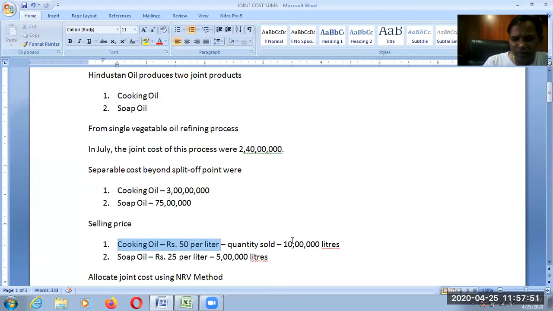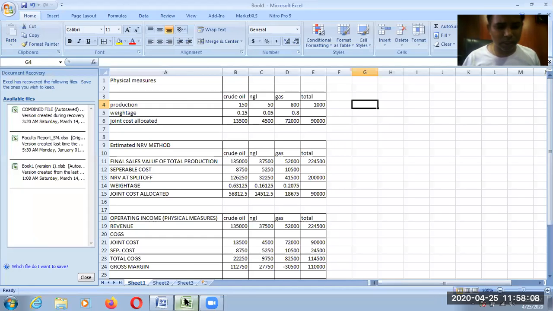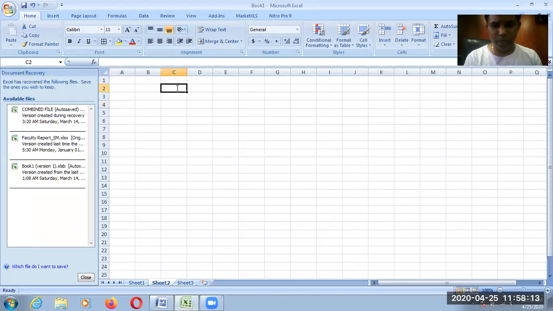Cooking oil is given to us. This is the amount of production, the volume of production. This is the price. And for soap oil, this is the price and this is the volume. We need to allocate the joint cost using the NRV method. Let's go to the sum and solve it. So we have two products, cooking oil and soap oil.